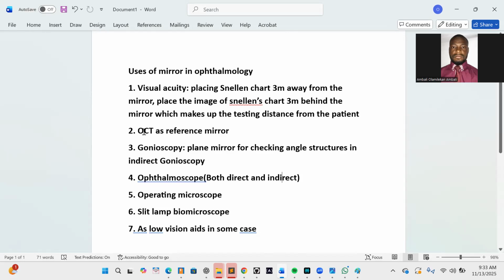The other one is optical correction, where we use a mirror as a reference mirror. Even in retinoscopy, we use a plane mirror for indirect retinoscopy, and then the ophthalmoscope, both direct and indirect, the operating microscope, the slit lamp microscope, and in some cases low vision aids. All these, when we get to the instruments, we will understand the optical diagrams.